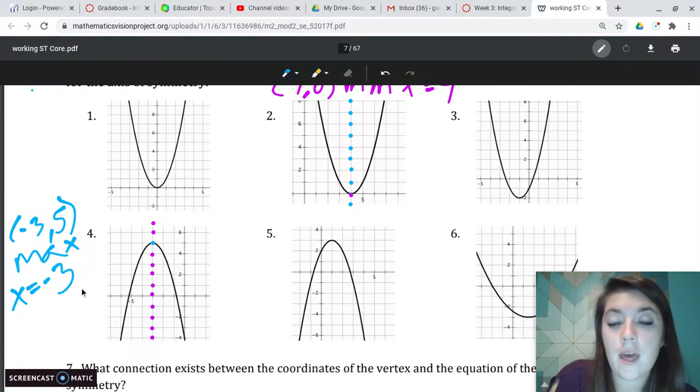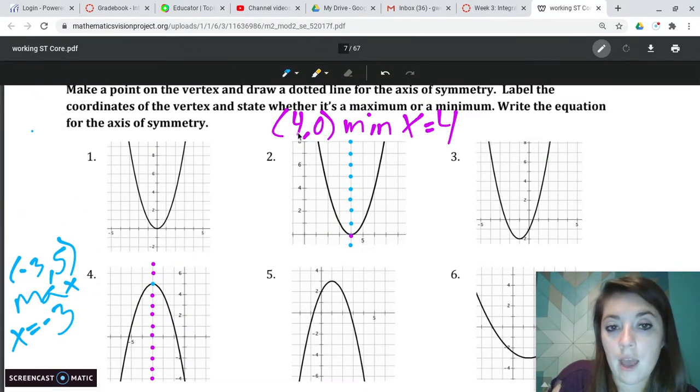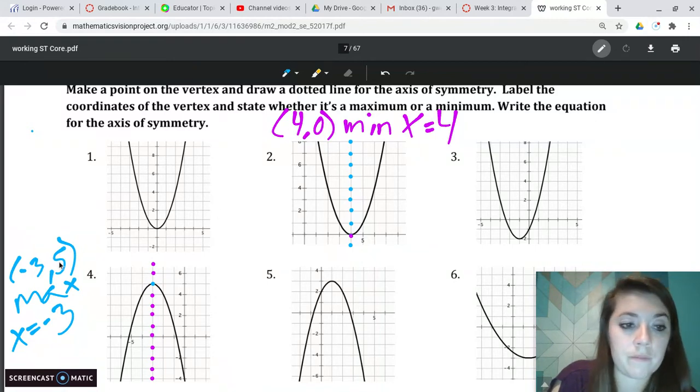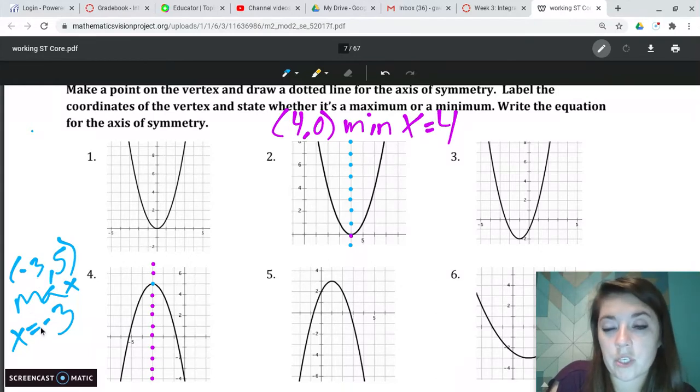Like I said, that's always going to be the case. The x coordinate of our vertex gives the axis of symmetry equation. So you should see a lot of the same numbers in your problems that you're going to be doing, okay?